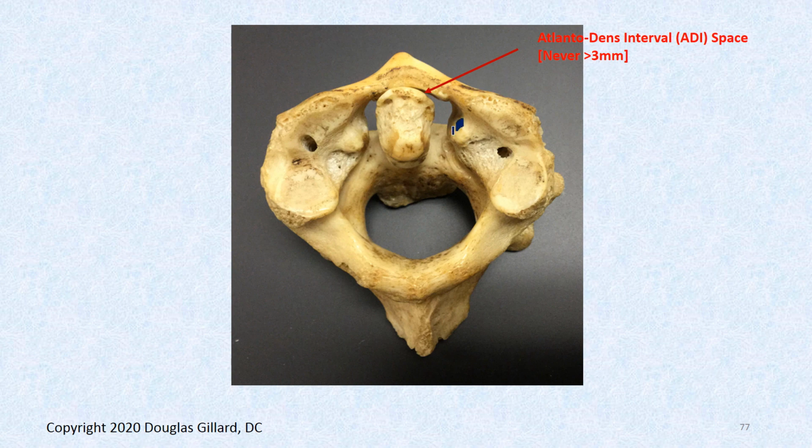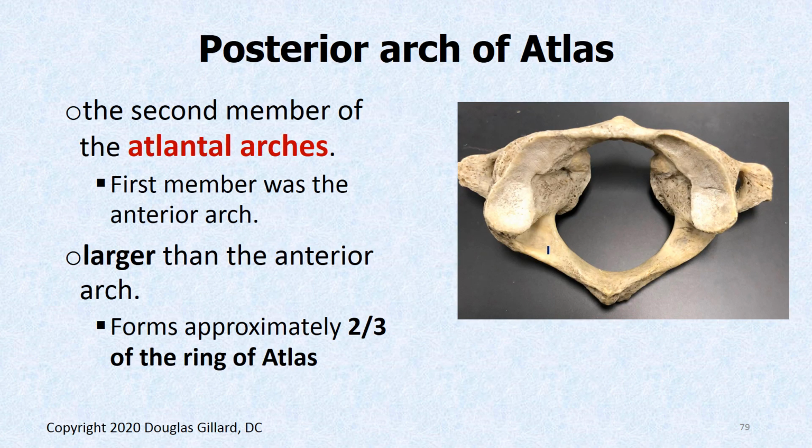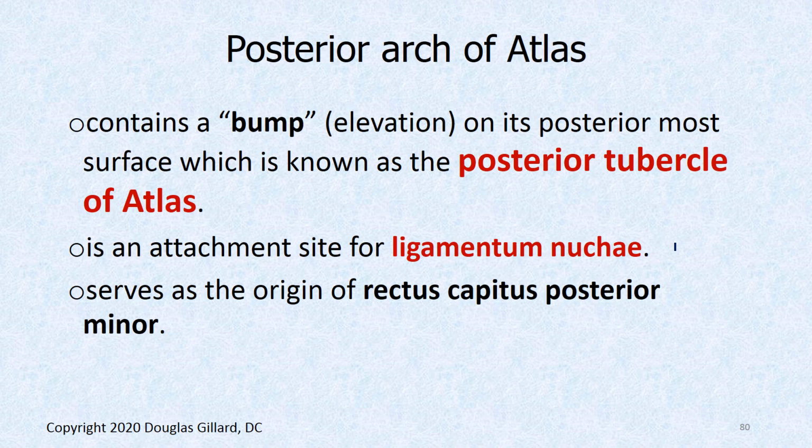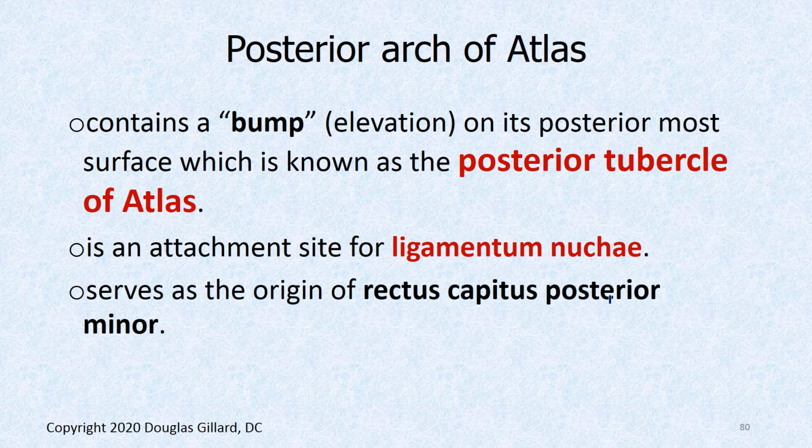Nice colliculus atlantis there. Right, so there it is, about 1 or 2. They're usually 1 to 2 millimeters in width. Right, posterior arch, we've talked about that already. It forms about 2/3 of the ring of atlas. It has that bump, the posterior tubercle of the posterior arch. Who cares about that thing? It's an attachment site for ligamentum nuchae, which we'll look at next week.